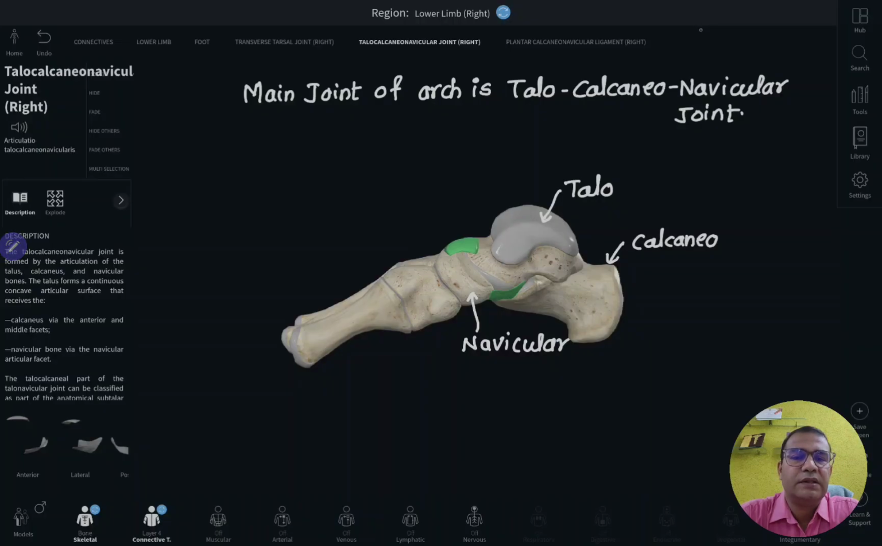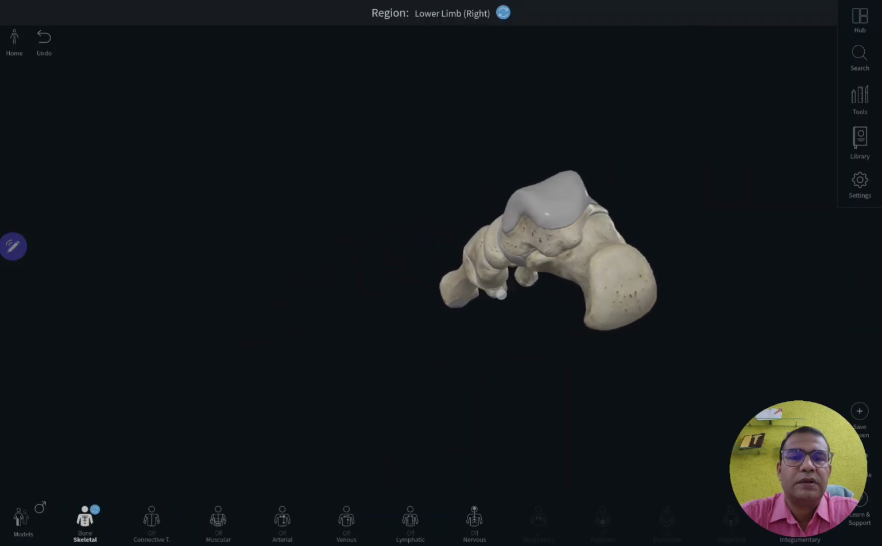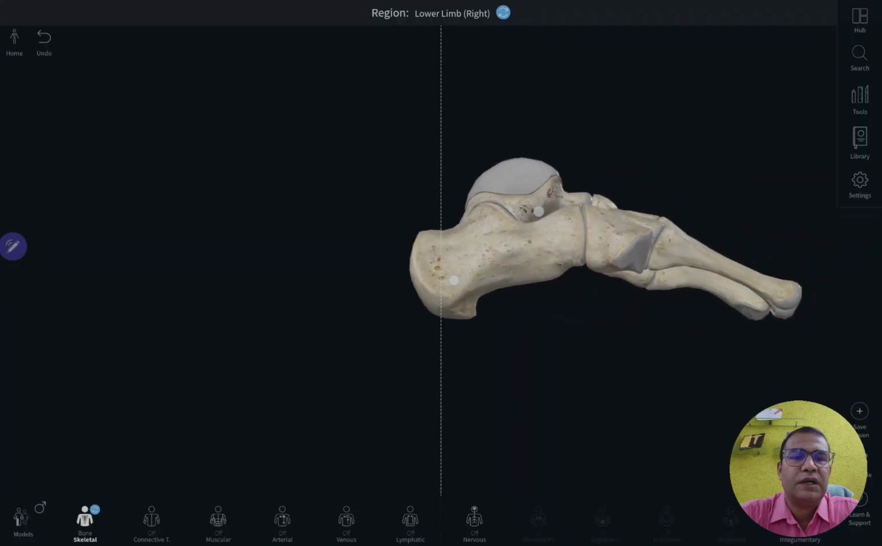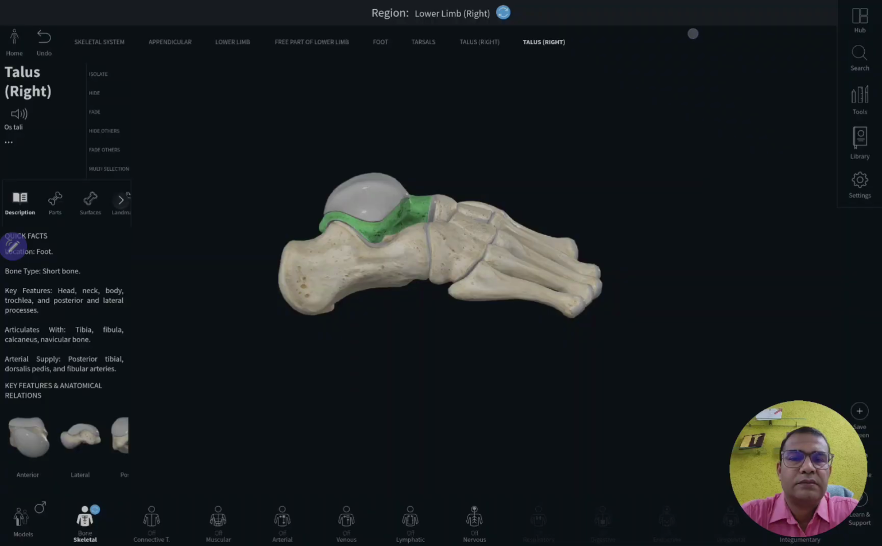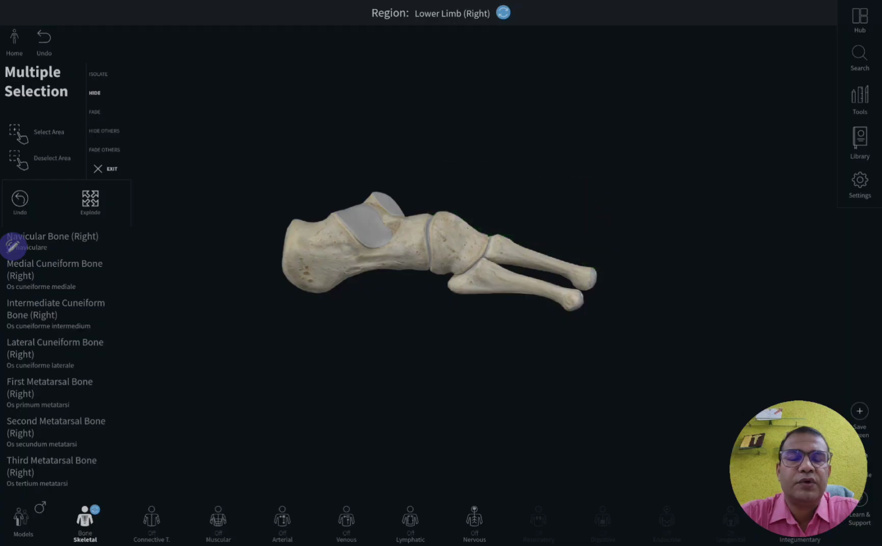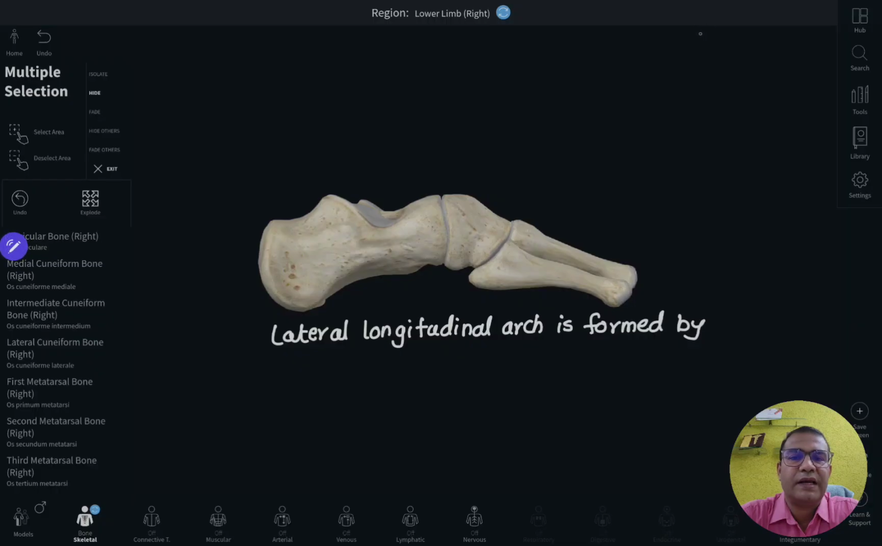Talocalcaneo-navicular joint, you can see the ligaments which are connecting or supporting this joint. Now we'll be discussing lateral longitudinal arch. Lateral longitudinal arch is mainly formed by the calcaneum, cuboid, fourth and fifth metatarsal. So we have removed the talus and navicular.